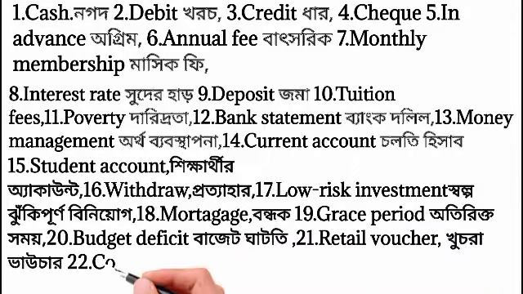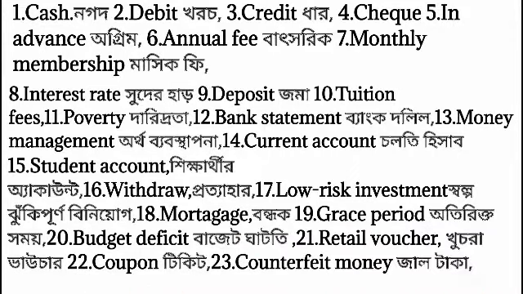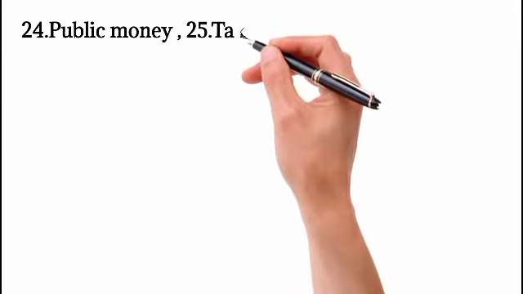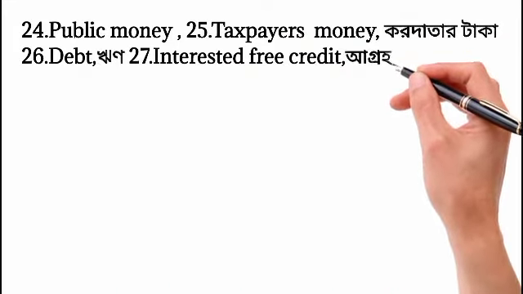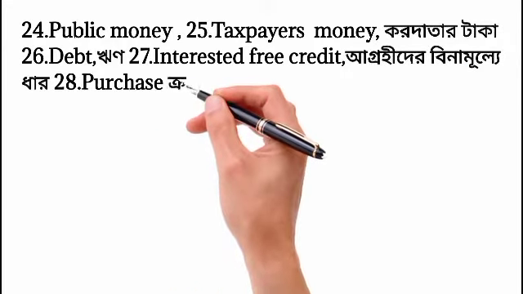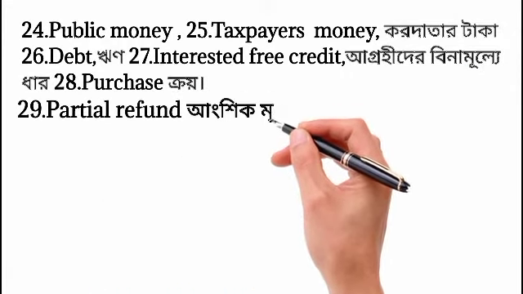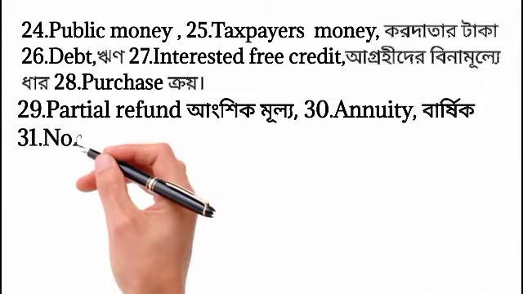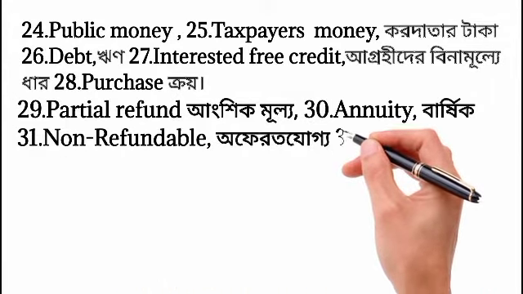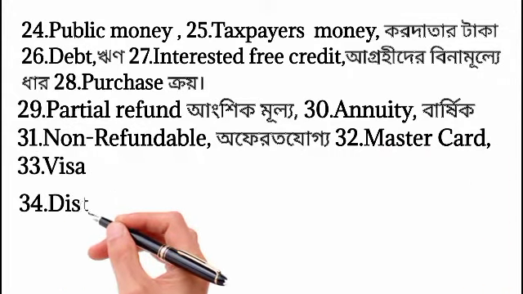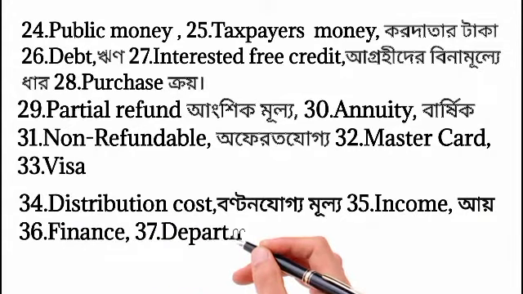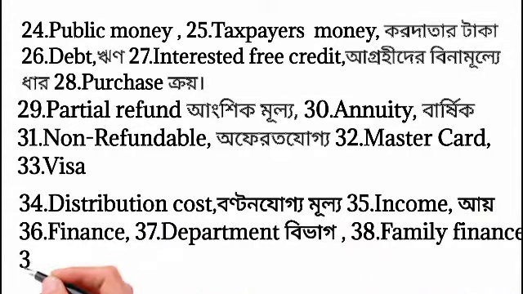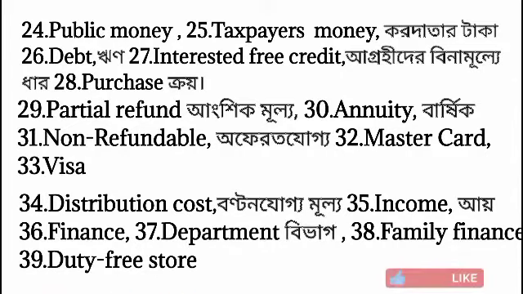period, budget deficit, retail voucher, coupon, counterfeit money, public money, taxpayers' money, debt, interest-free credit, purchase, partial refunds, annuity, non-refundable, MasterCard, Visa, distribution cost, income, finance, department, family finance, duty-free store.